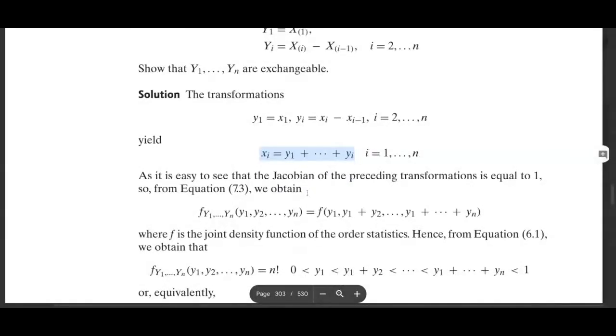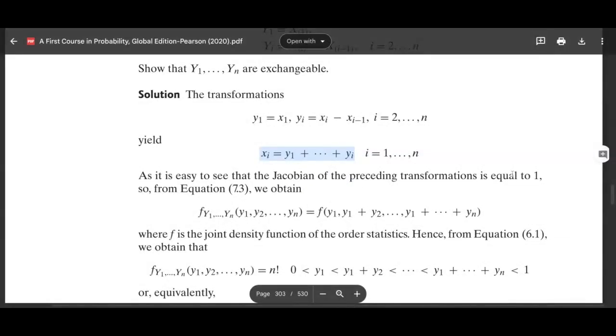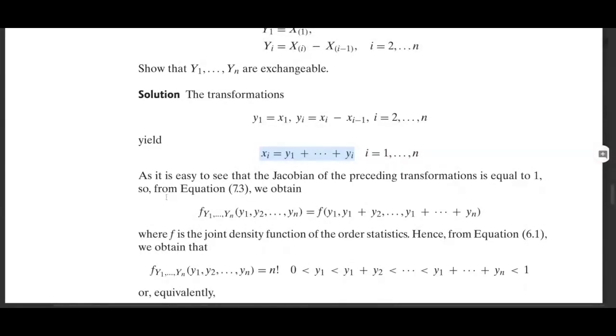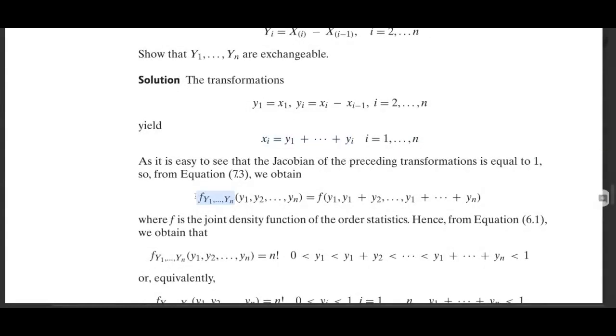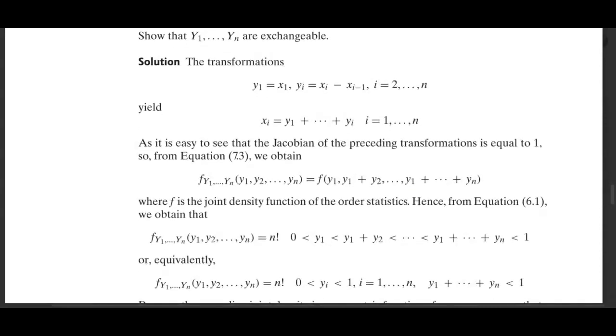So it's easy to see that the Jacobian of this preceding transformation is equal to 1, right? Because all the coefficients are 1. Then from equation 7.3, we obtain f of y1 up to yn equals f of y1, y1 plus y2, and so on down to y1 plus up to yn. So f is the joint density function of the order statistics.